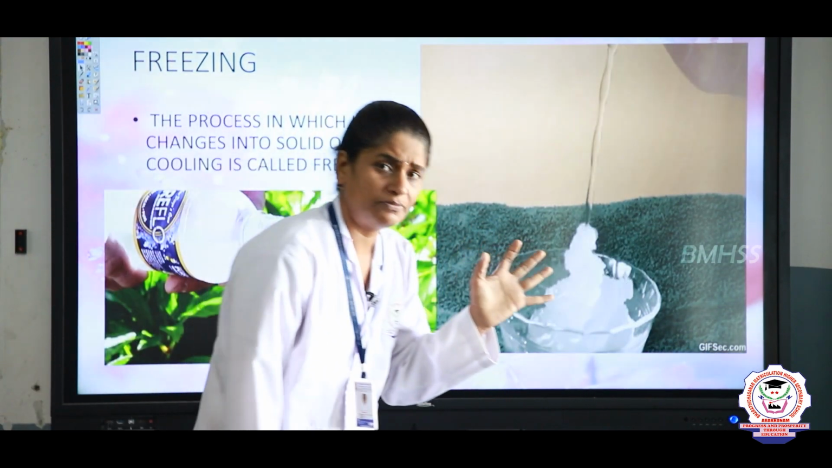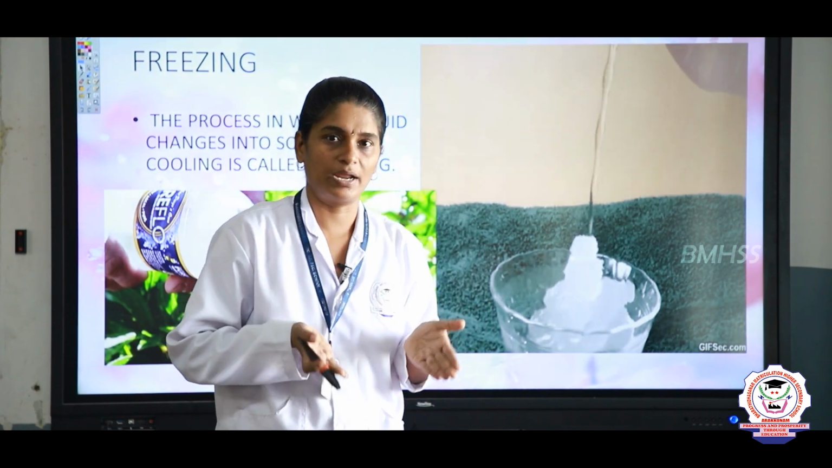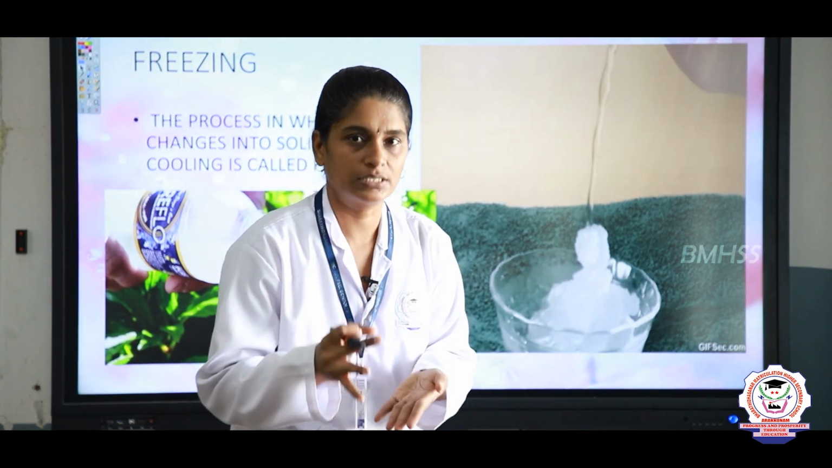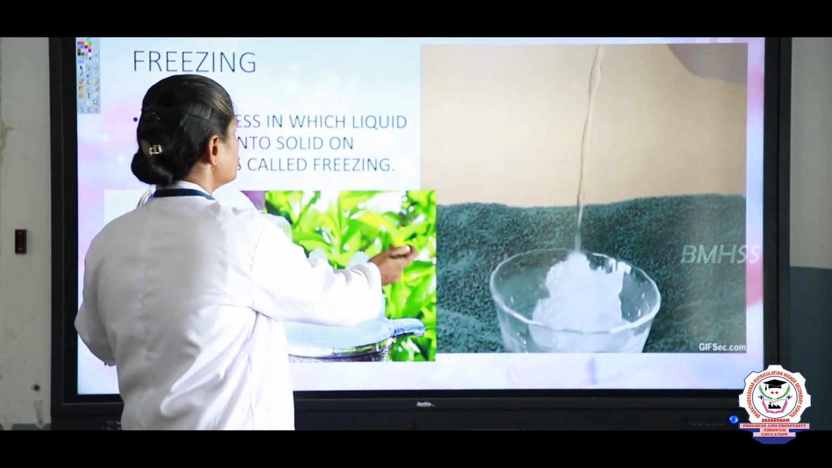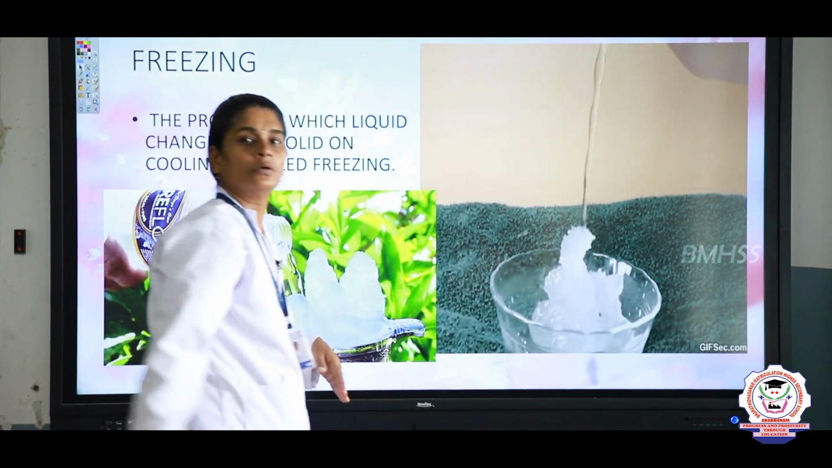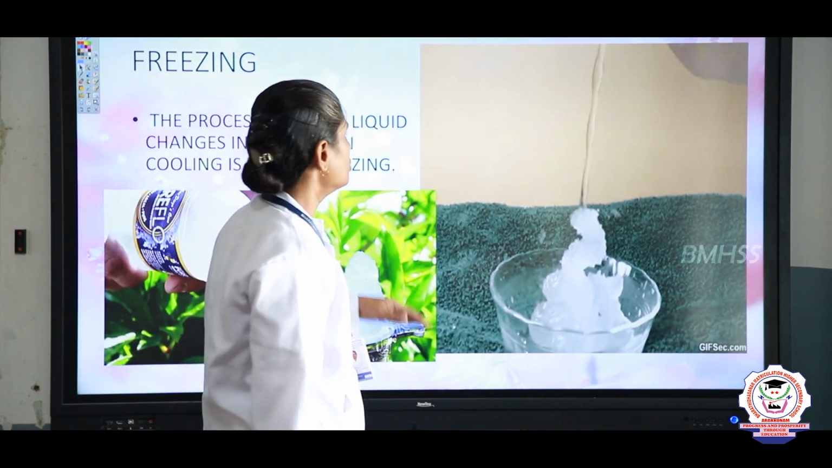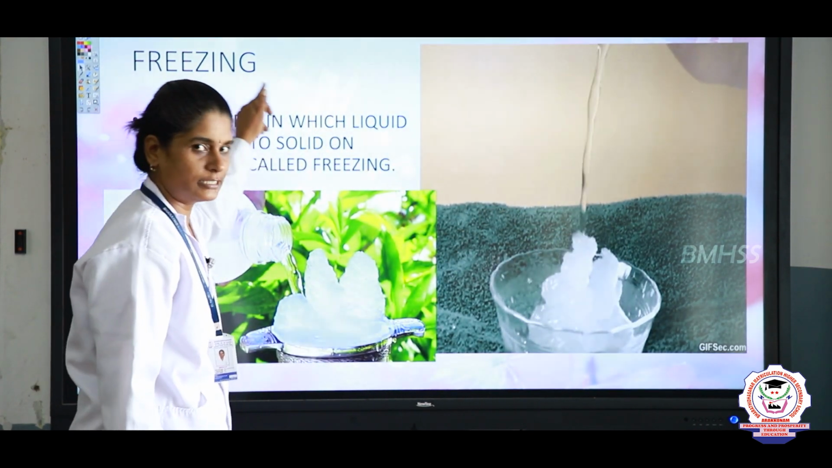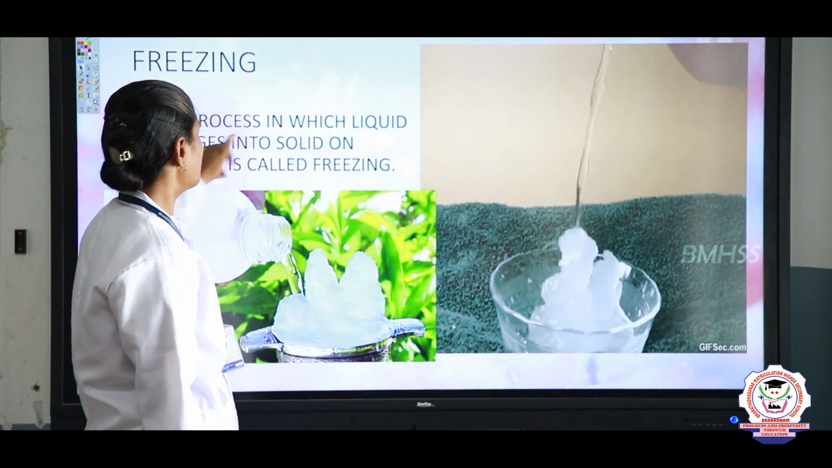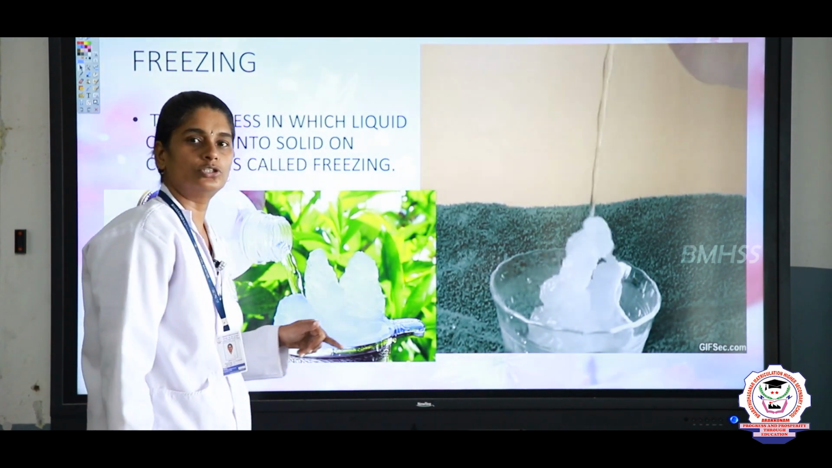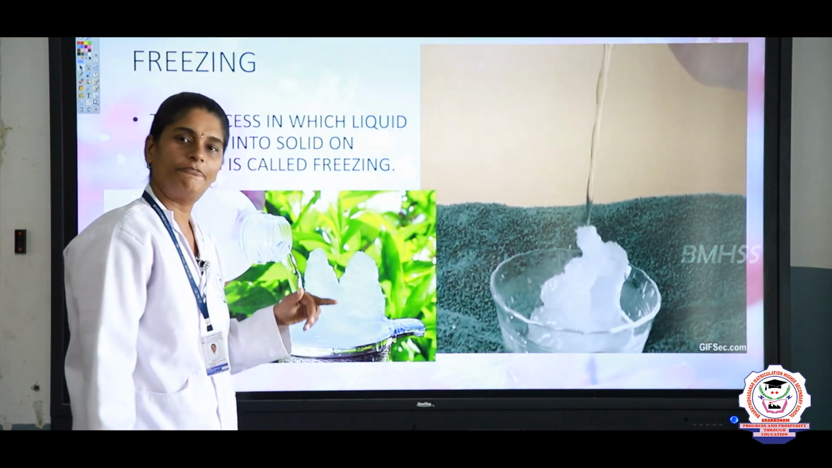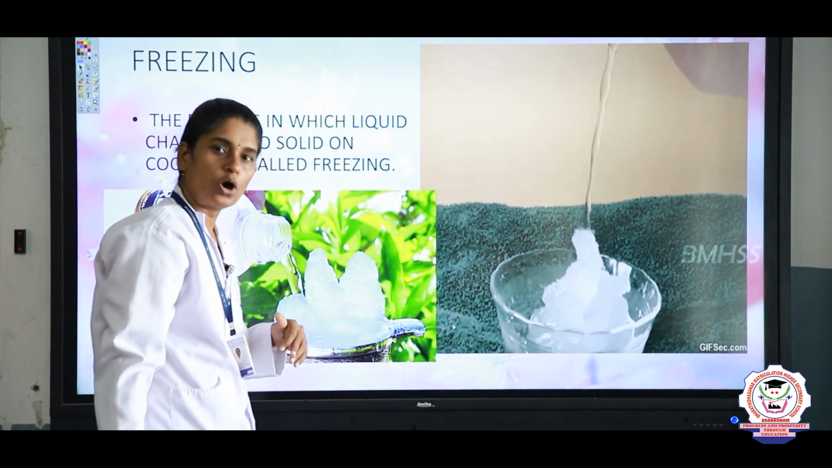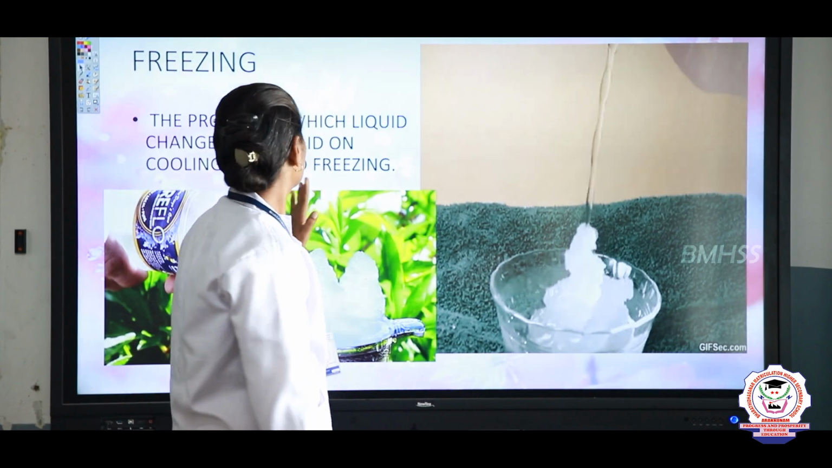So the next process we are going to see is freezing. Of course, you are all familiar with this process. Usually in summertime, we hold water in a water bottle and keep it in a fridge or a freezer to make ice cubes, right? So the change of water into ice cubes is called freezing, F-R-E-E-Z-I-N-G, freezing. The process in which liquid changes into solid on cooling is called freezing. You can see the water is changed into ice, the liquid is changed into solid, right?